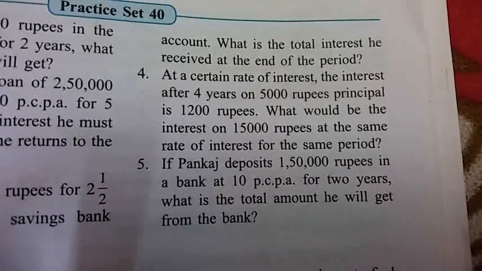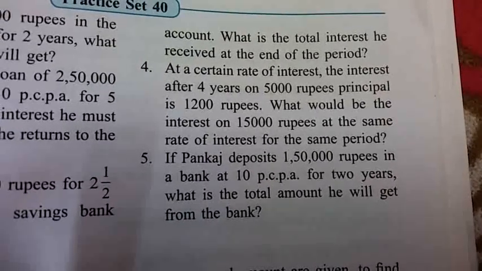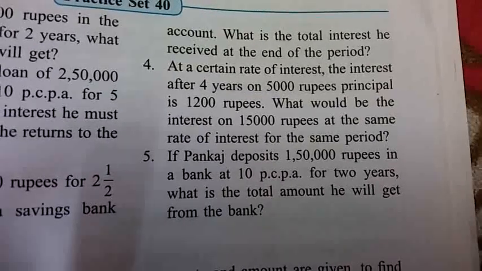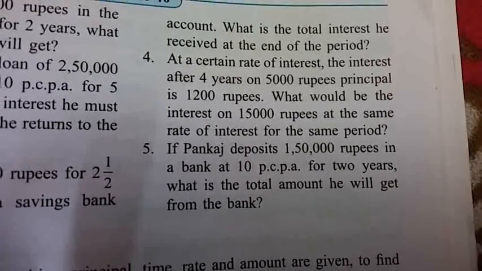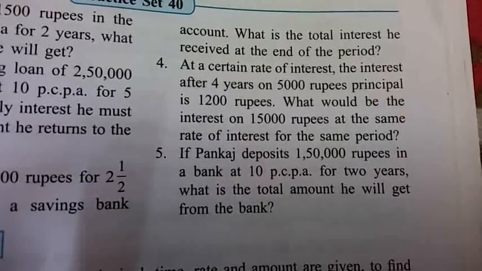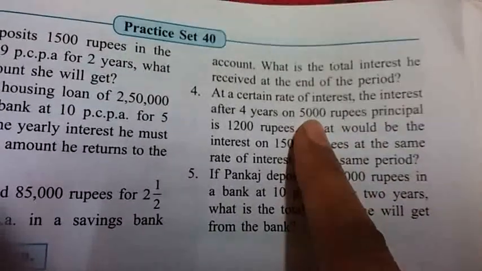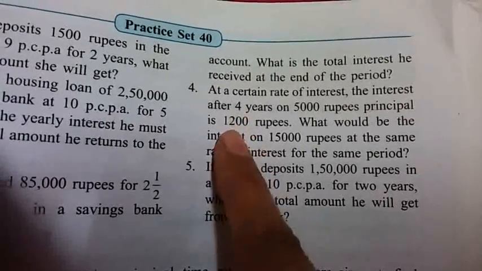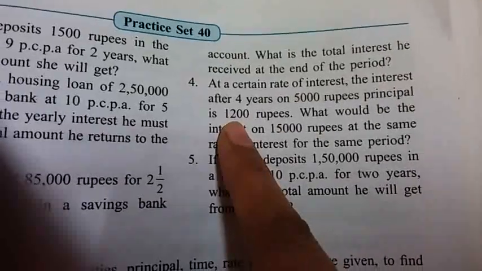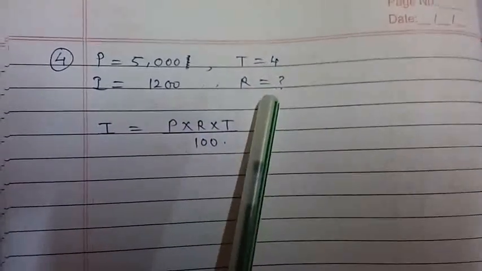At a certain rate of interest, the interest after 4 years on 5,000 rupees principal is 1,200 rupees. What would be the interest on 15,000 rupees at the same rate of interest for the same period? Now see, in this question what is given? P is 5,000, T is 4 years, and I is 1,200 rupees, and you have to find the value of R.